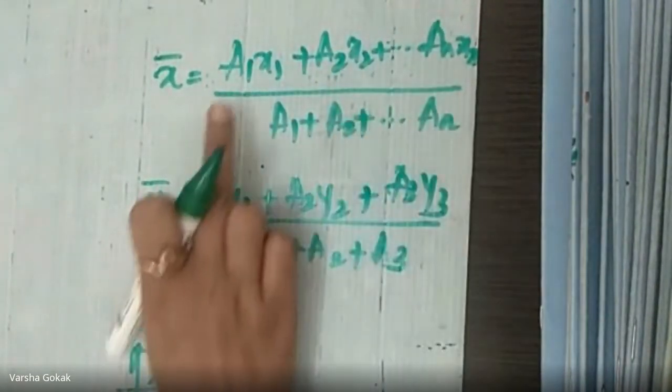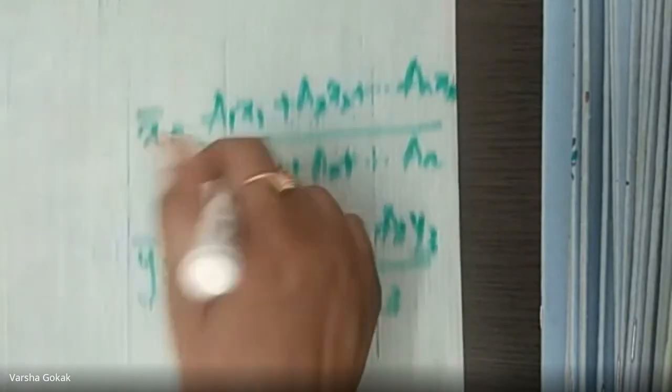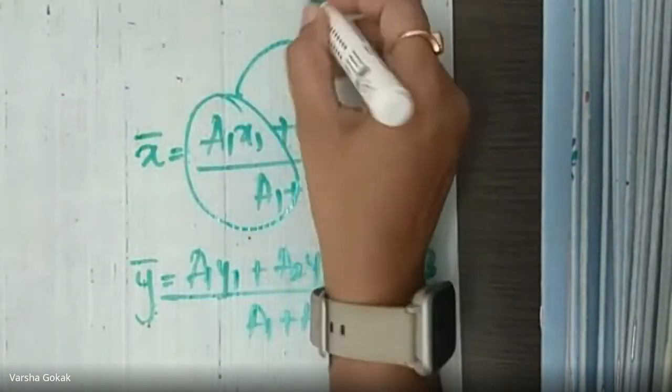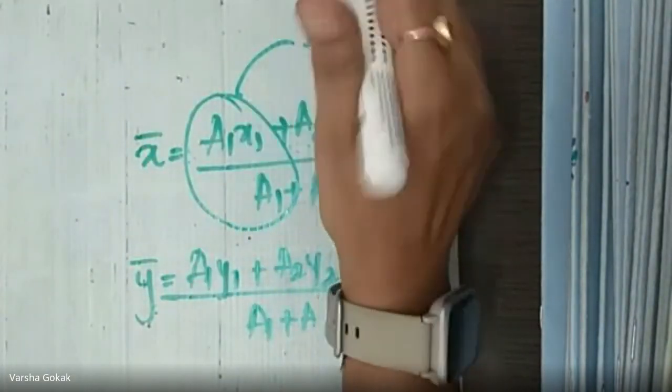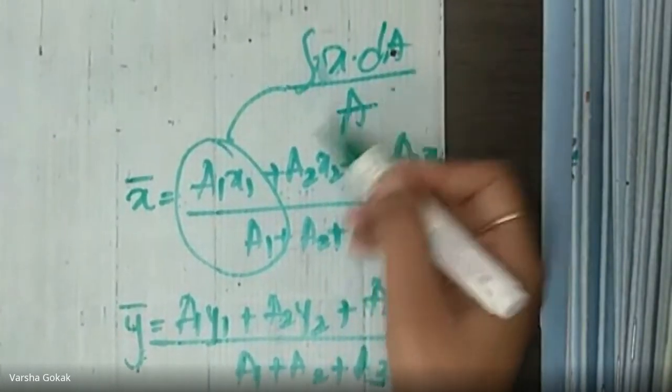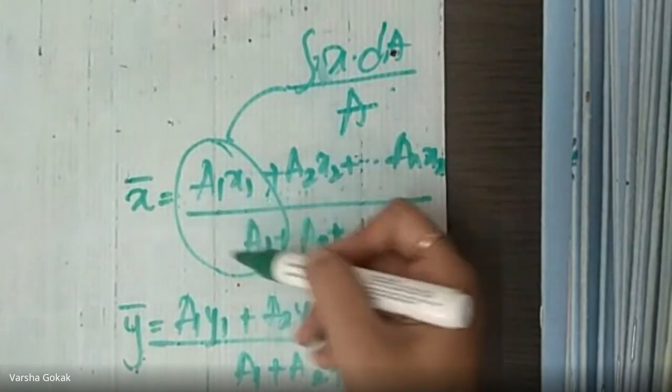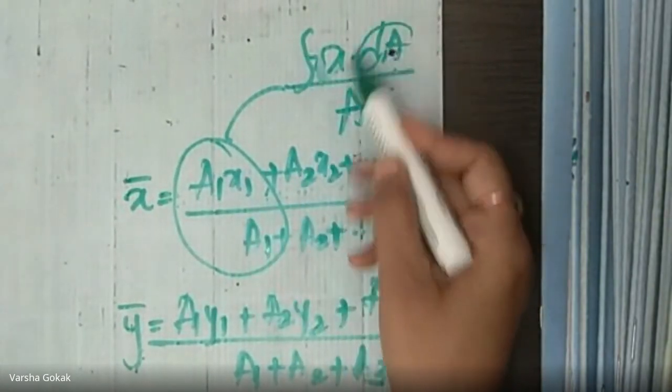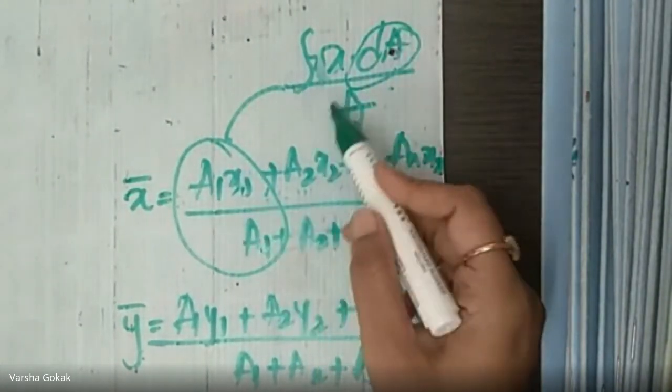Very easy. See, it is nothing but area into x. What is this? Area into x divided by a. Integration of x into dA divided by A. The same thing it is. X into dA divided by A. Now if I remove the integration, this becomes a summation of a into x divided by A. Right? So that is the formula.